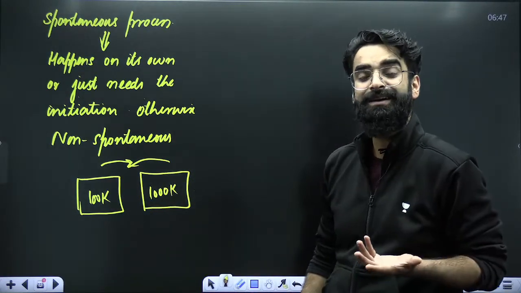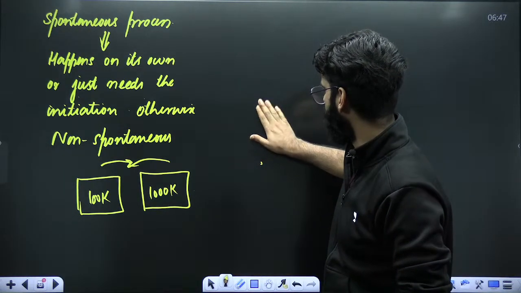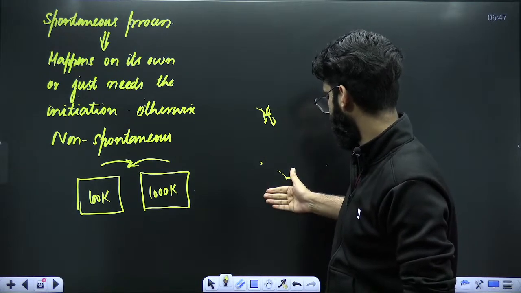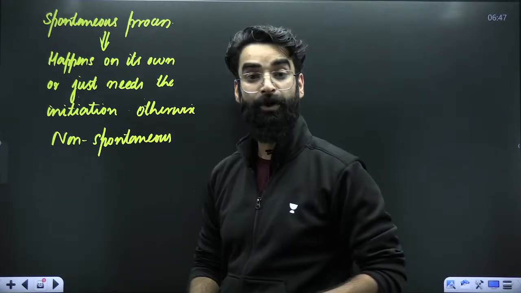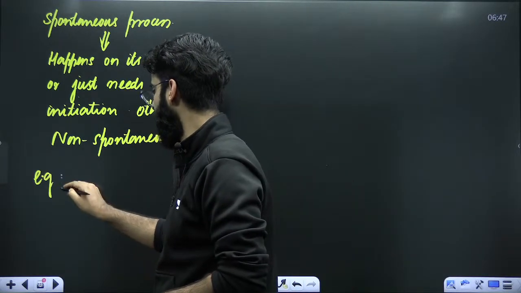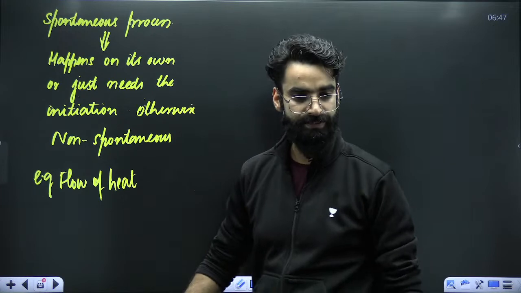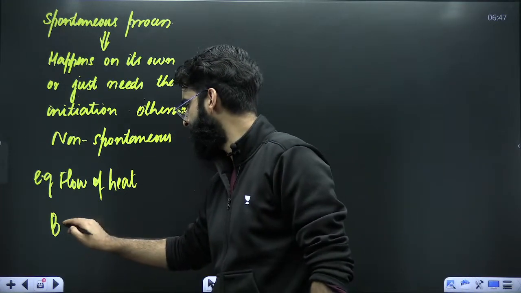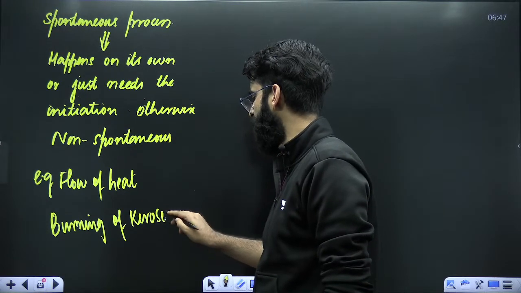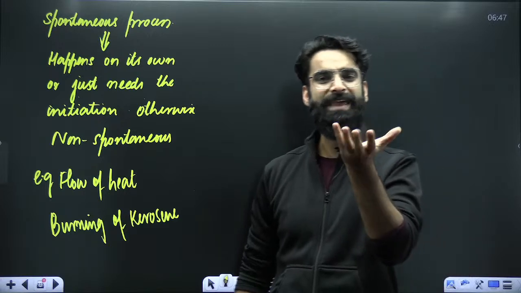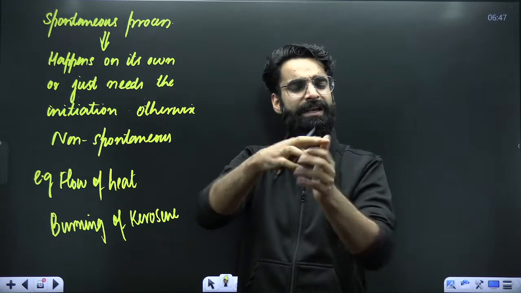So flow of heat is happening on its own. Any such process which happens on its own, that's what we call a spontaneous process. For example, flow of heat happens on its own. It is a spontaneous process. Burning of kerosene. My dear students, you have kerosene, for example. You just need to give it a flame. If you give flame to kerosene, it will automatically burn.